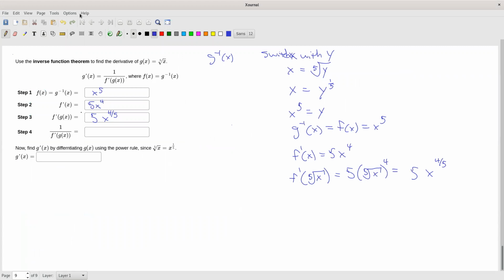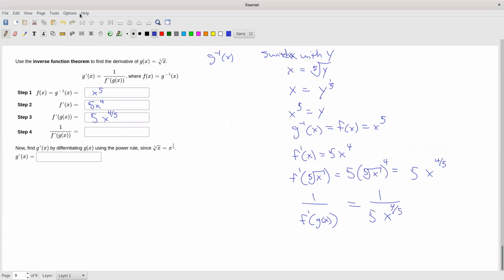And then the last step is to just flip that. And so if I just write 1 over that F prime of F inverse, which is G of X here, that just gives me 1 over 5X to the 4/5. And that's my inverse function's derivative.